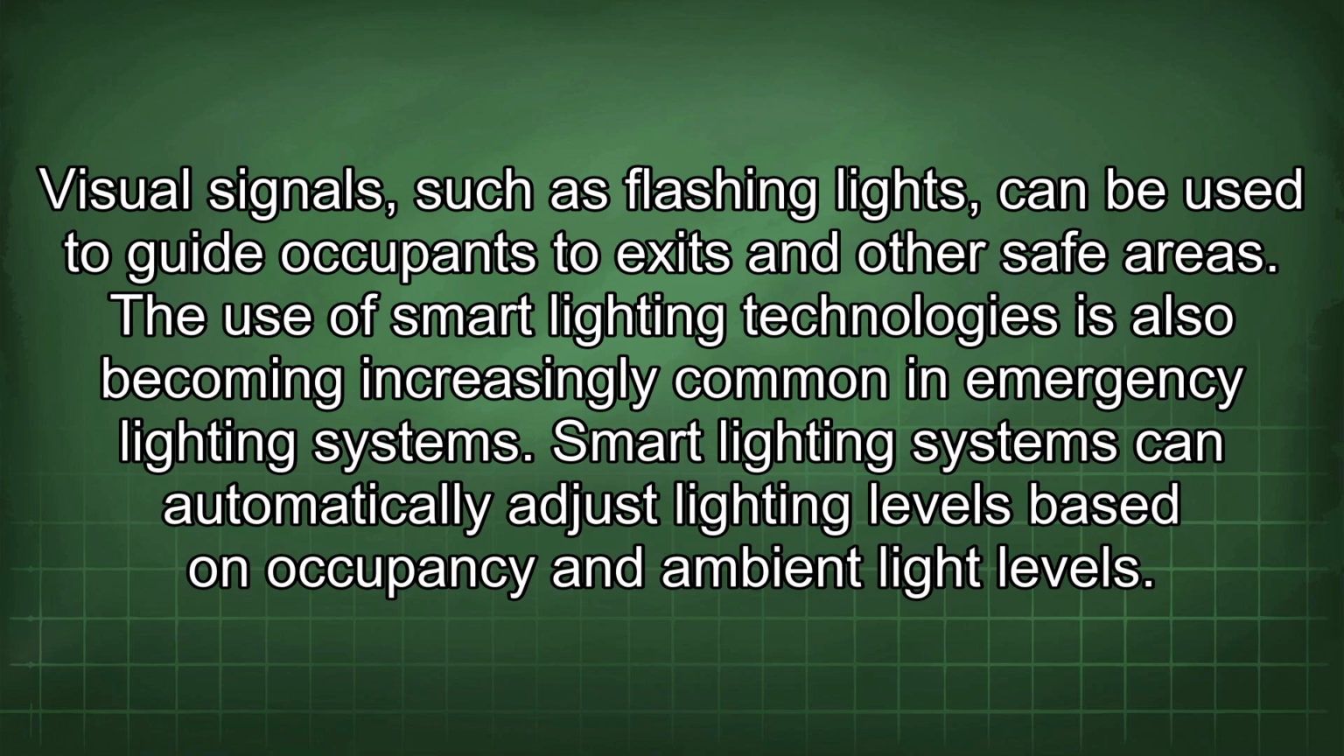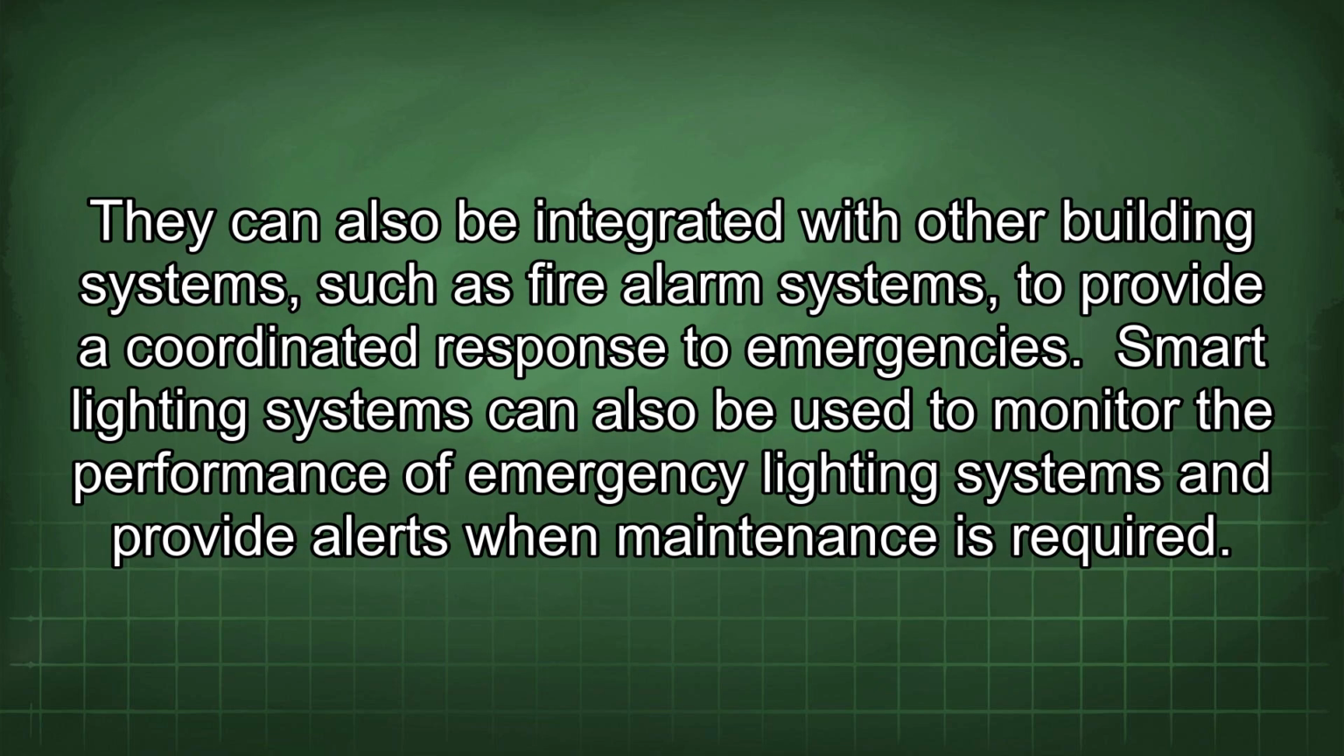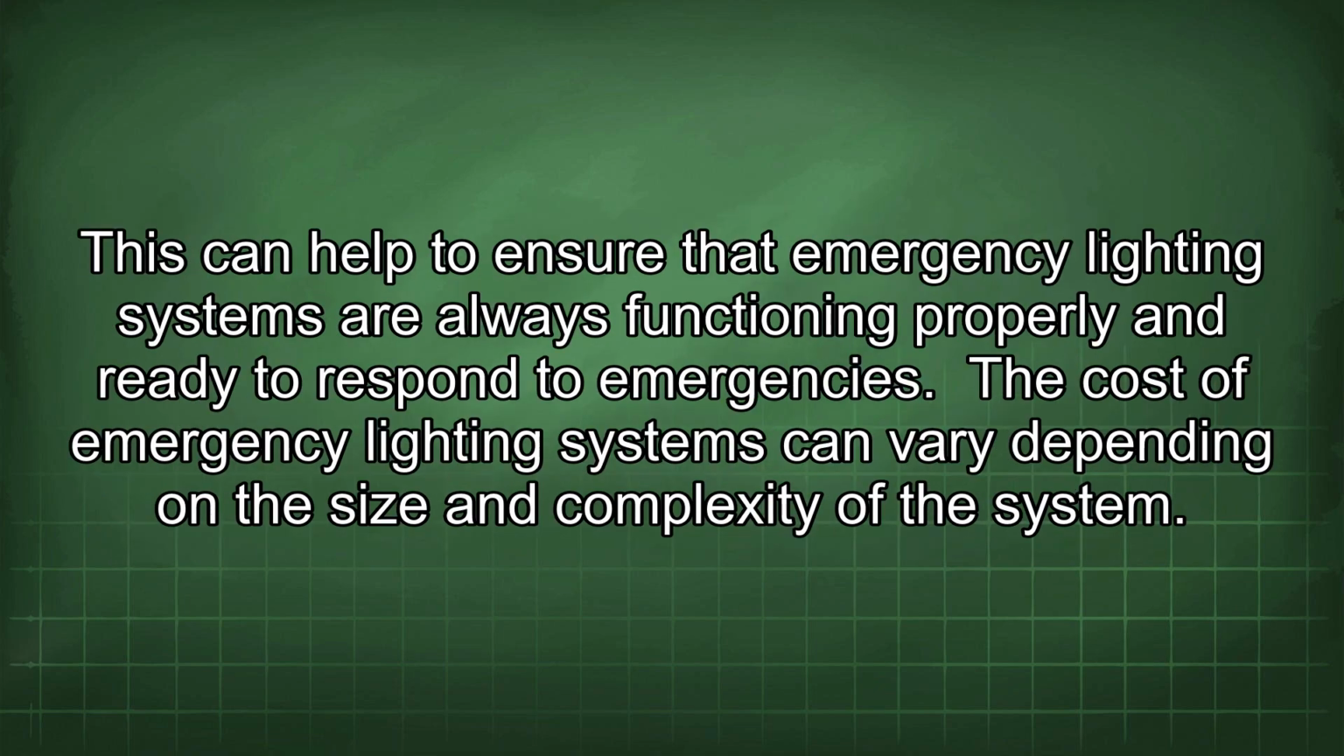The use of smart lighting technologies is also becoming increasingly common in emergency lighting systems. Smart lighting systems can automatically adjust lighting levels based on occupancy and ambient light levels. They can also be integrated with other building systems, such as fire alarm systems, to provide a coordinated response to emergencies. Smart lighting systems can also be used to monitor the performance of emergency lighting systems and provide alerts when maintenance is required. This can help to ensure that emergency lighting systems are always functioning properly and ready to respond to emergencies.